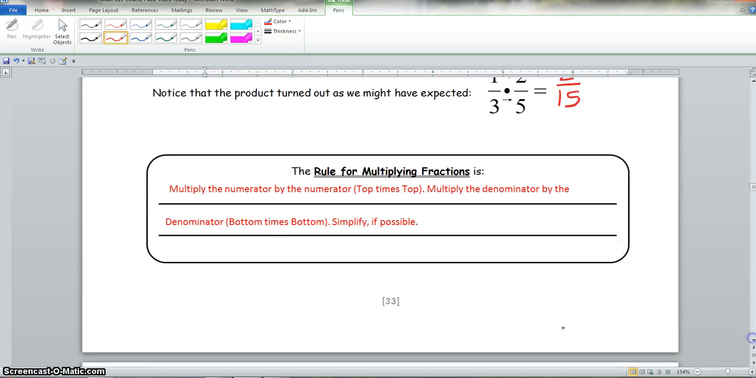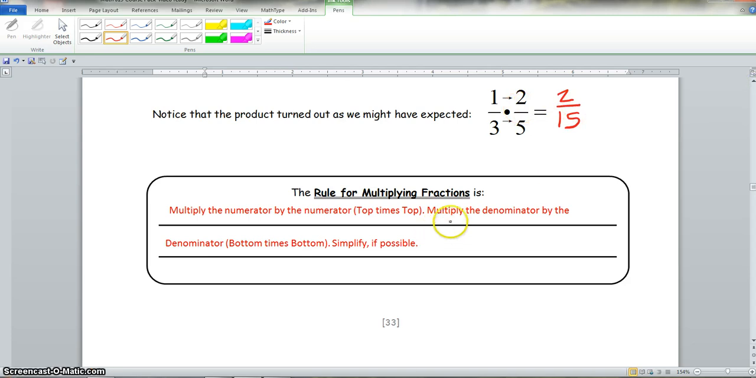Okay, the rule for multiplying fractions is multiply the numerator by the numerator, or the top times top, which we did here. Multiply the denominator by the denominator, bottom times bottom. 3 times 5 is 15. And then simplify if possible. 2 and 15 have nothing in common but 1, so it's simplified.